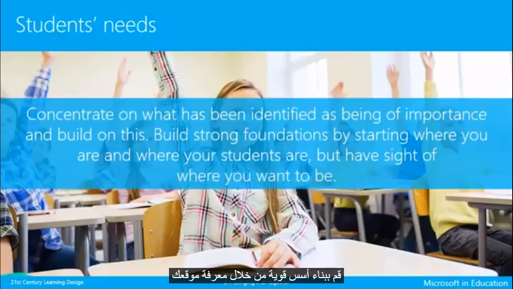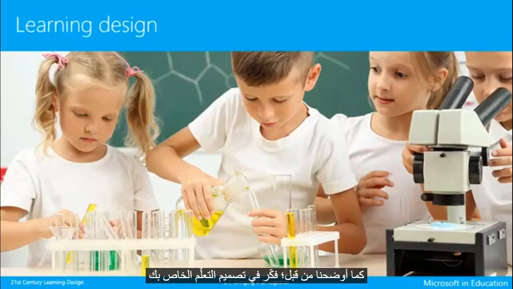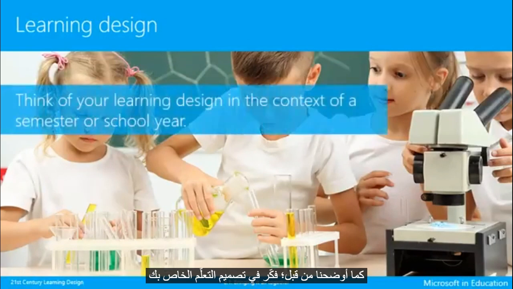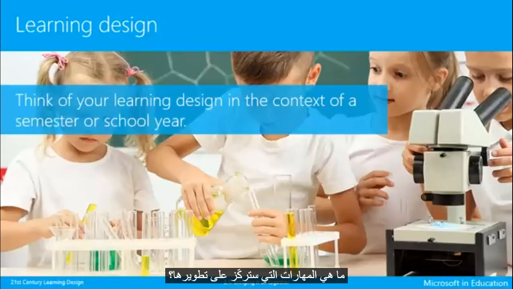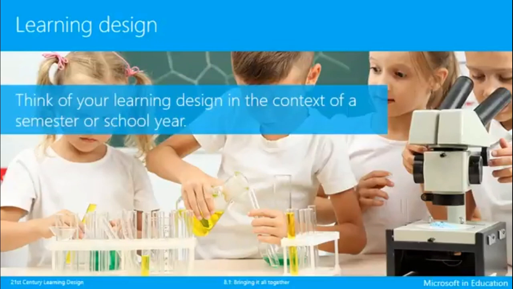Build strong foundations by starting where you are and where your students are, but have sight of where you want to be. As we have outlined before, think of your learning design in the context of a semester or school year. Now ask yourself some questions to help clarify where you might begin and why. What skill are you going to focus on developing? Where do you think your students are with regard to the development of that particular skill?